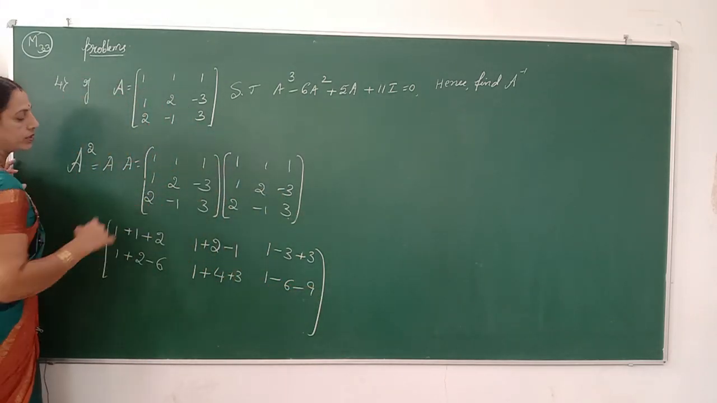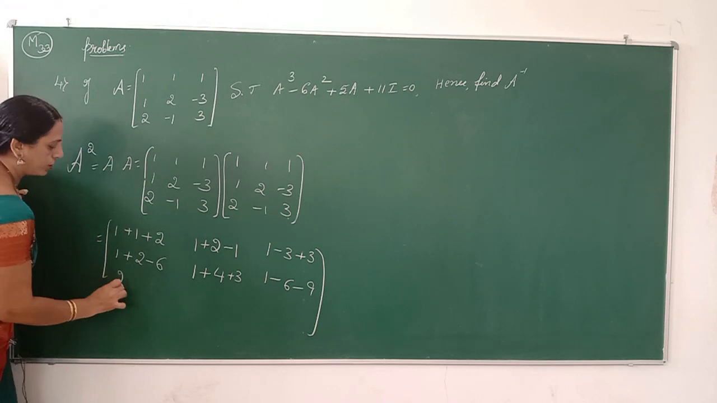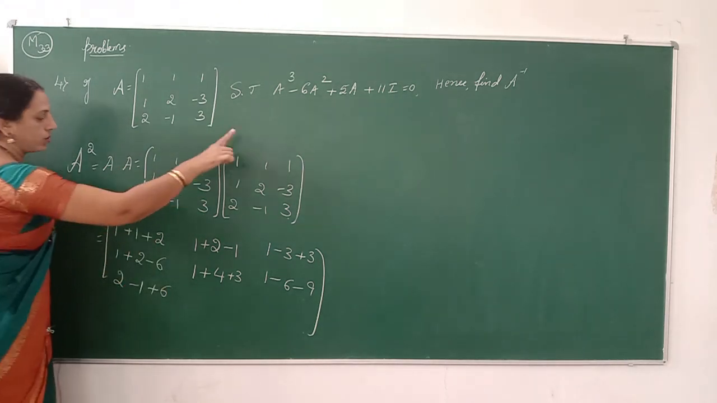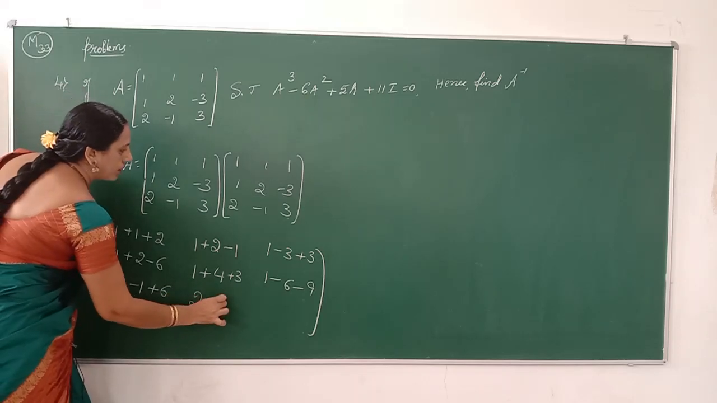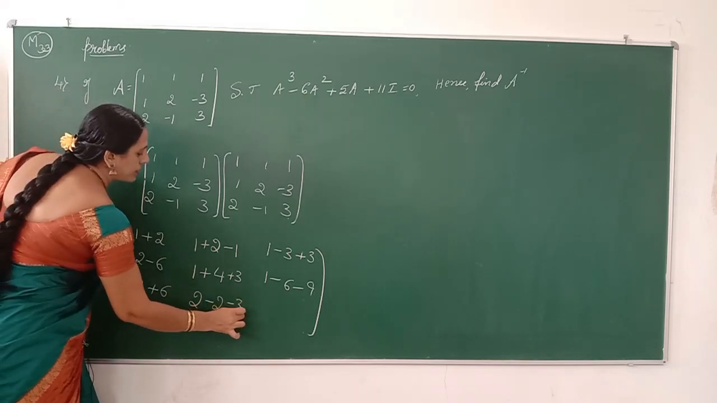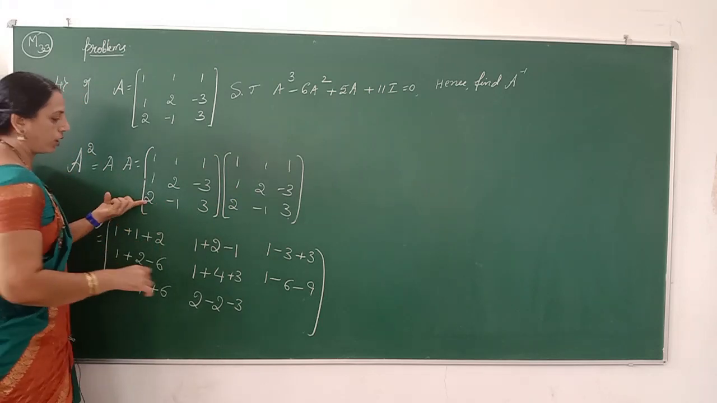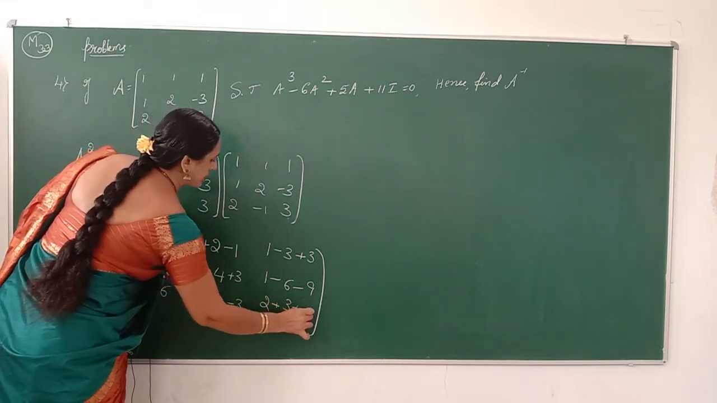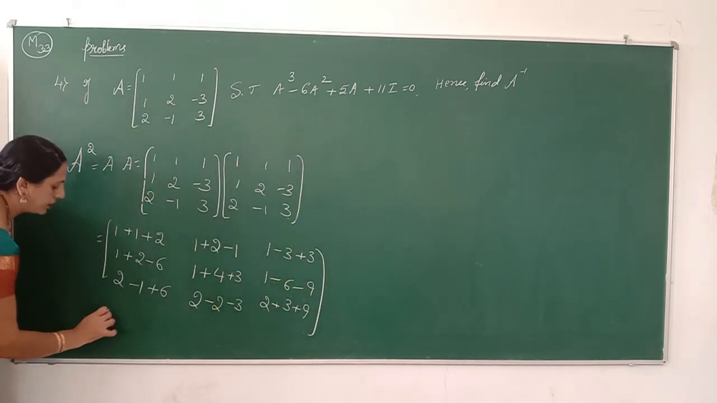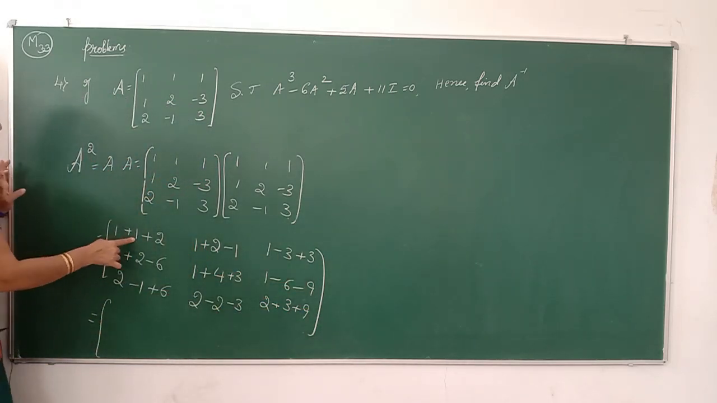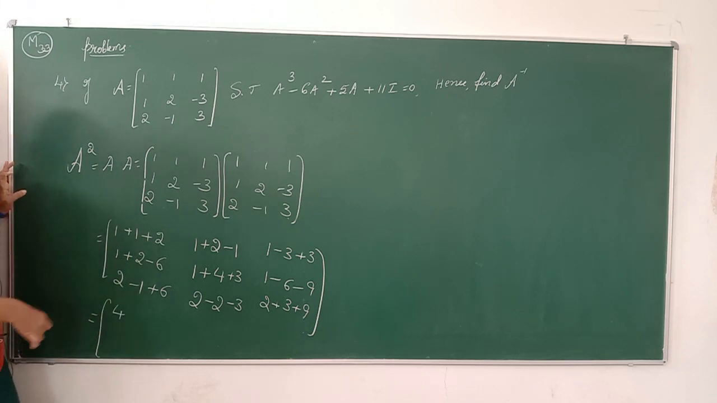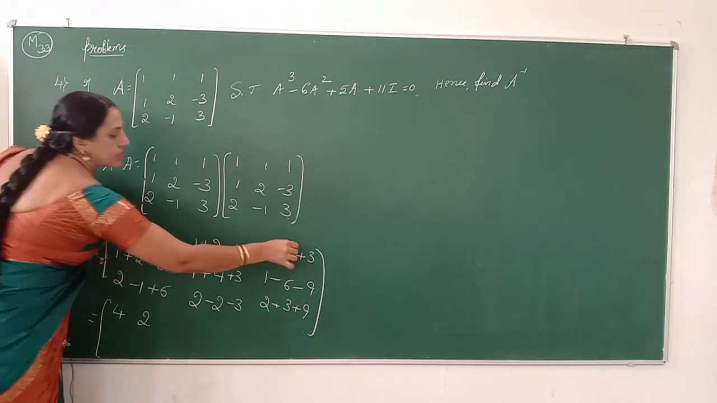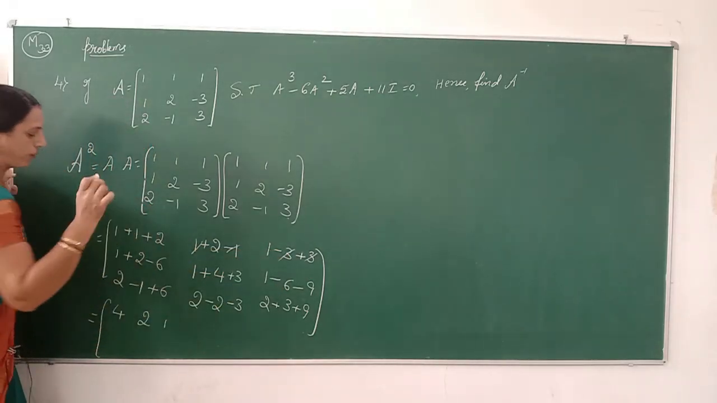Similarly for the third row first column, 2 minus 1 plus 6. Third row second column, 2 minus 2 minus 3. Third row third column, 2 plus 3 plus 9. So we get by adding all these elements of the matrices. 1 plus 1 plus 2 is 4. Plus 1 minus 1 get cancelled, 2. Plus 3 minus 3 get cancelled, 1.